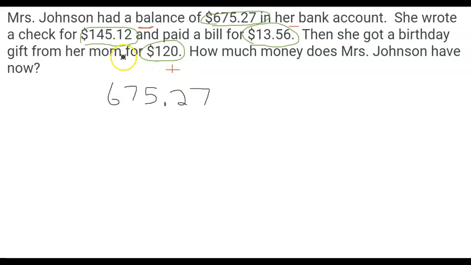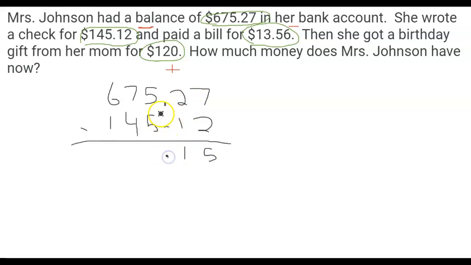$675.27. And let's subtract these two first. So first, let's subtract $145.12. And notice how my decimal points are lined up. So let's subtract. 7 minus 2 is 5. 2 minus 1 is 1. Pop down that decimal point. 5 minus 5 is 0. 7 minus 4 is 3. 6 minus 1 is 5. Okay. So after she wrote that check for $145.12, she's got $530.15 left.